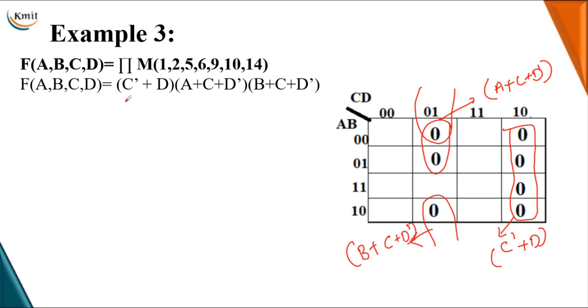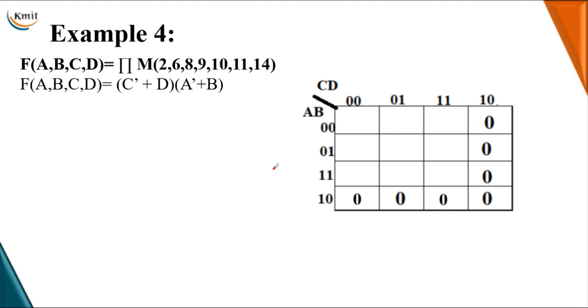So now let me verify the minimal expression. So first we have a quad. So C bar or of D is there or not? So in your given minimal expression it is there. Next, A or of C or of D bar and B or of C or of D bar. So which are multiplied to obtain your minimal expression. So this become the minimal expression of your given function.